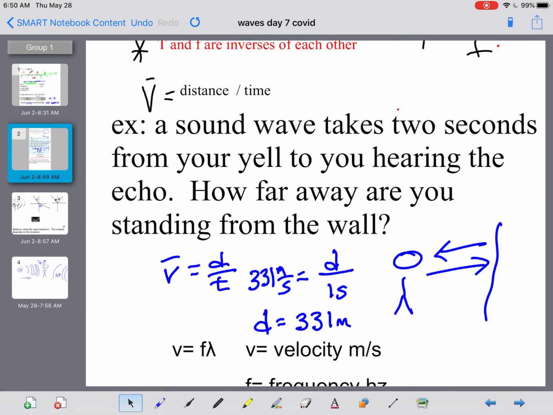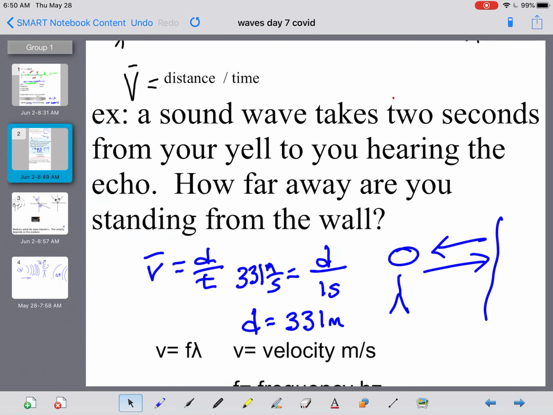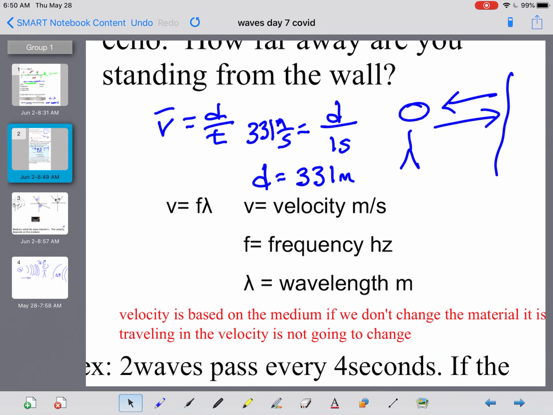The next problem, or equation I'd like you to try first, is V equals F lambda. So V is for velocity, and that's meters per second. F is frequency in hertz, and wavelength is in meters. Then I put another reminder. Velocity is based on the medium. If we don't change the medium, the velocity is not going to change.